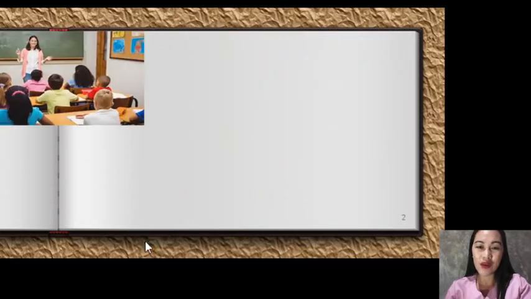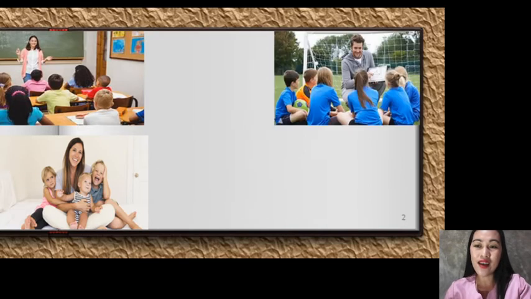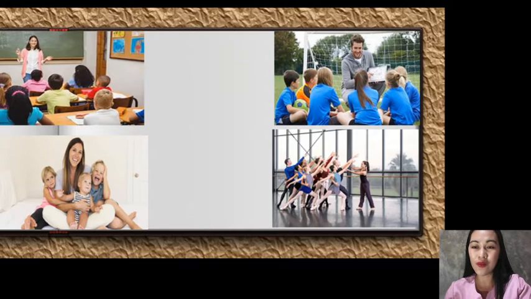The first illustration shows a teacher with her students. The second illustration is a mother with her children. The third one is a coach with his players. And fourth, we have a dance instructor with her dancers. These illustrations are examples of what we call relations.